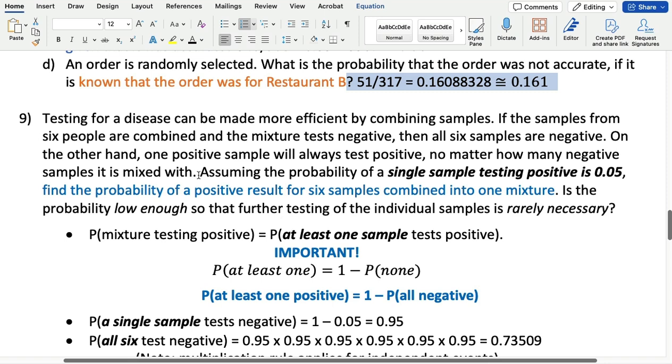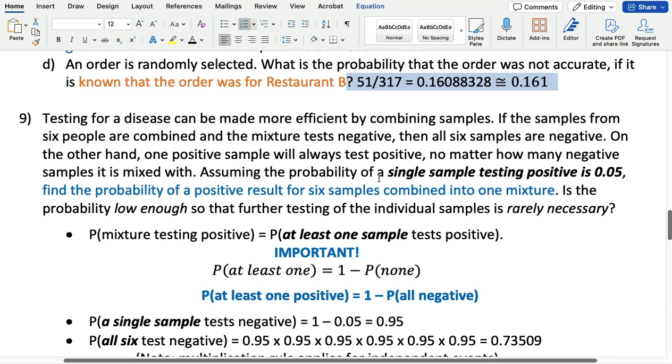So this was done during COVID-19. People had their samples tested by combining samples into groups and having that group tested. And if an entire group tested positive, then everybody in that group had to be tested again. It saved a little bit of money.